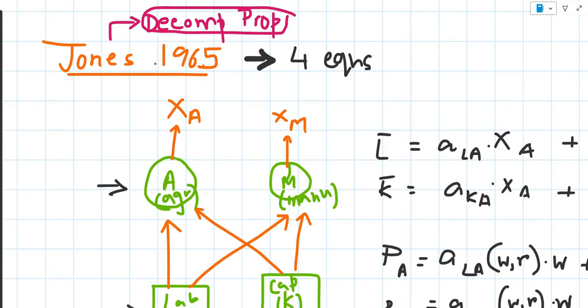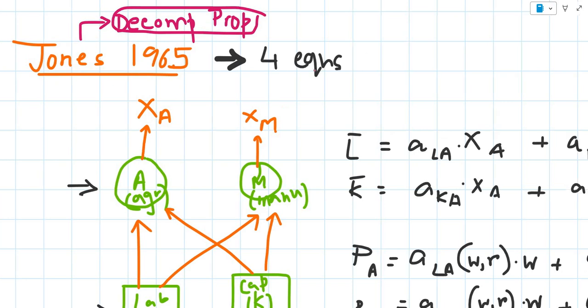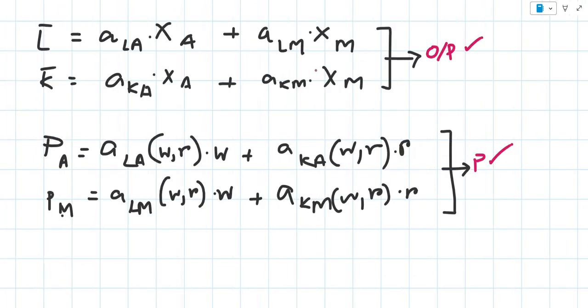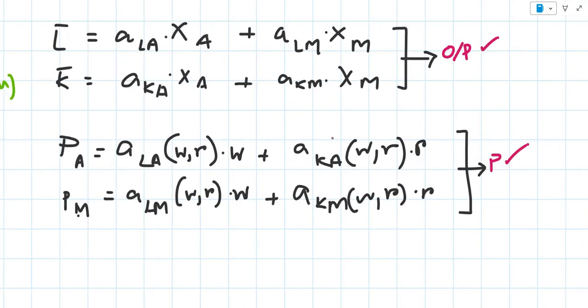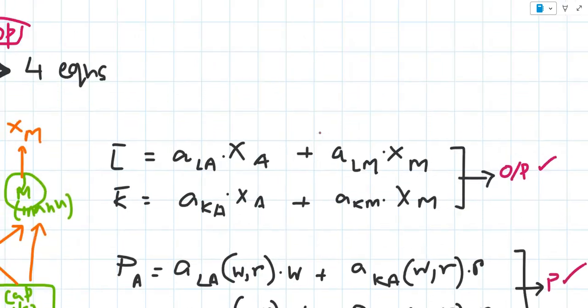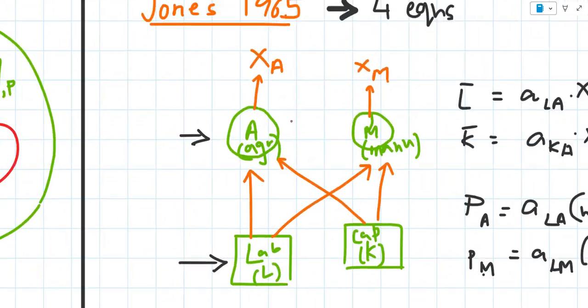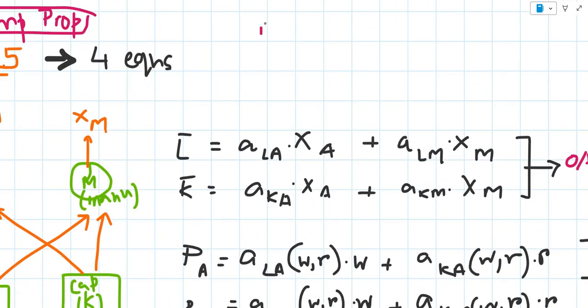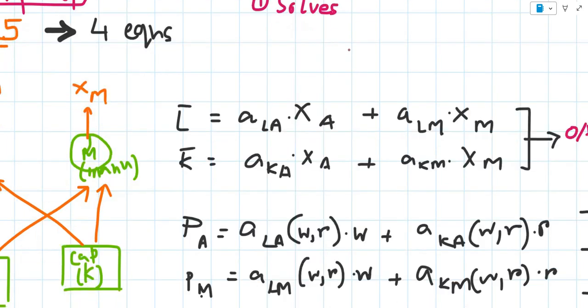This property is not just true for the Jones 1965 model. We can try and check for this property in many sectors, many models, and we are trying to check this property for the time being on the Jones 1965 model. So if we have to look at the way in which the decomposability property holds or not, the first thing that we have to do is see how the model solves, right? So we have to see how the model solves. Now, how does the model solve?